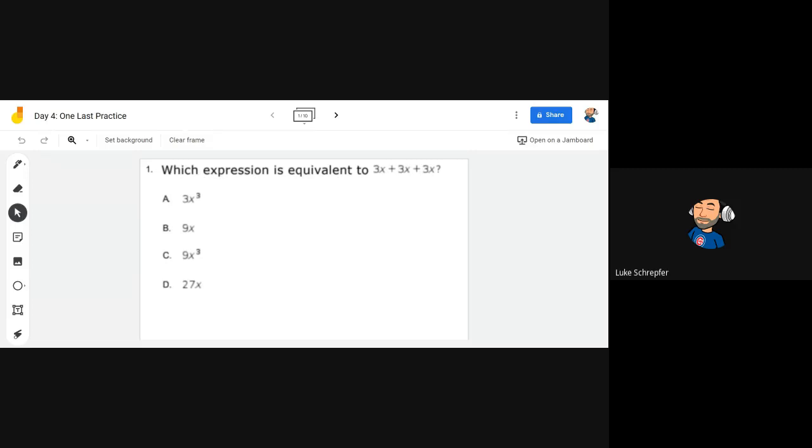We're going over day 4, one last practice. It's about 10 problems, so it shouldn't take us that long. So here we go. Which expression is equivalent to 3x plus 3x plus 3x?